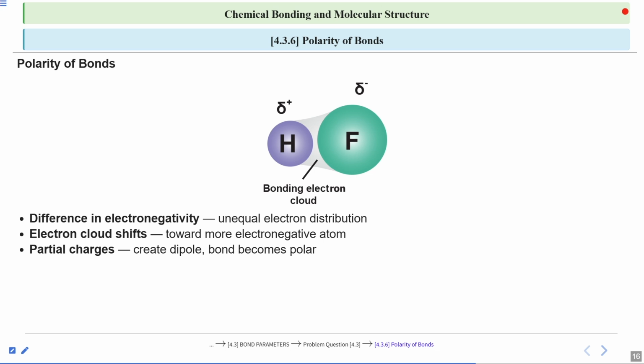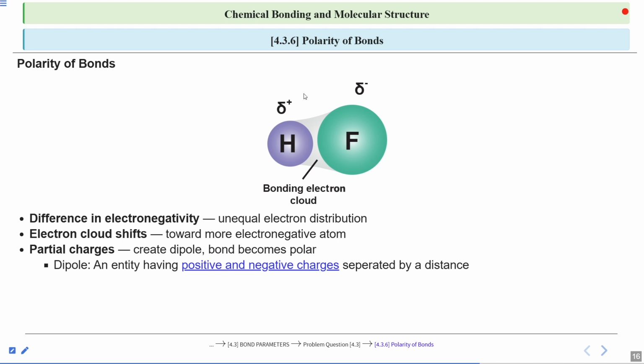Now, what is the meaning of dipole? You can think of it in a simple way. It is an entity which has a positive and a negative charge separated by a distance. So this is your positively charged hydrogen and this is your negatively charged fluorine, and they are apart from each other by a small distance, and this whole setup is called a dipole. A very important property of this dipole is that it is polar in nature.